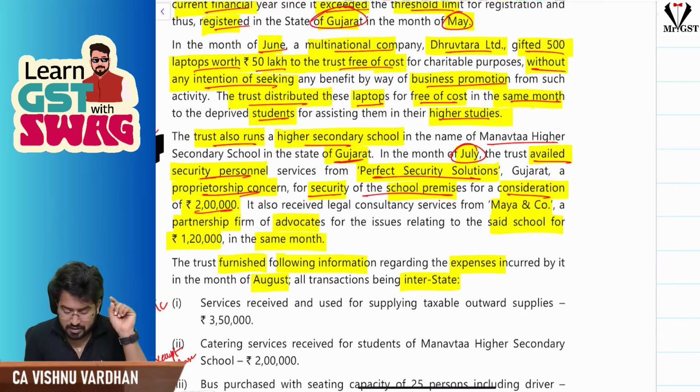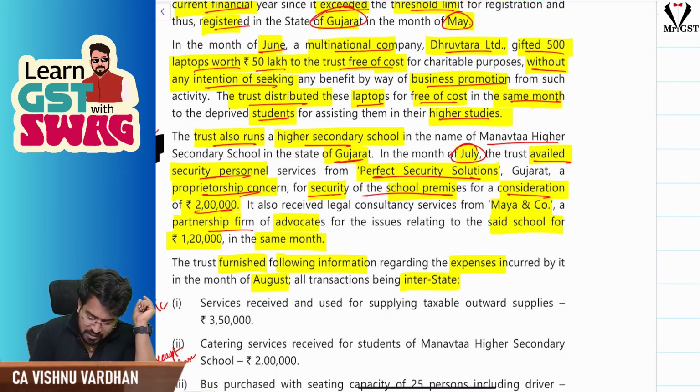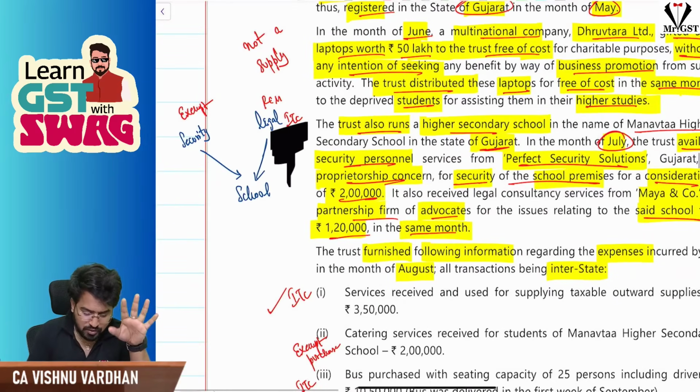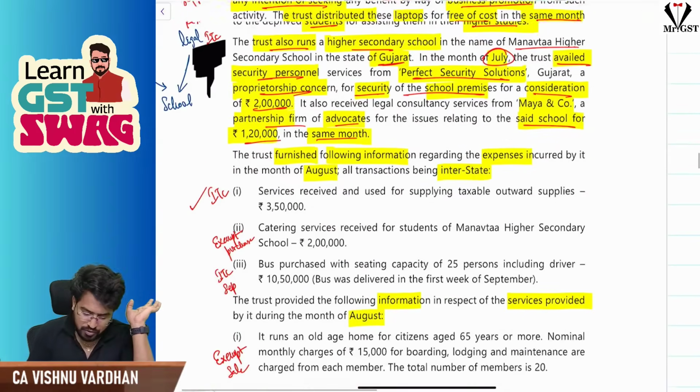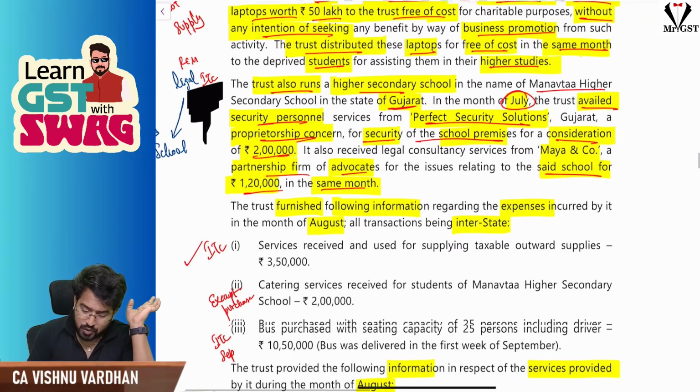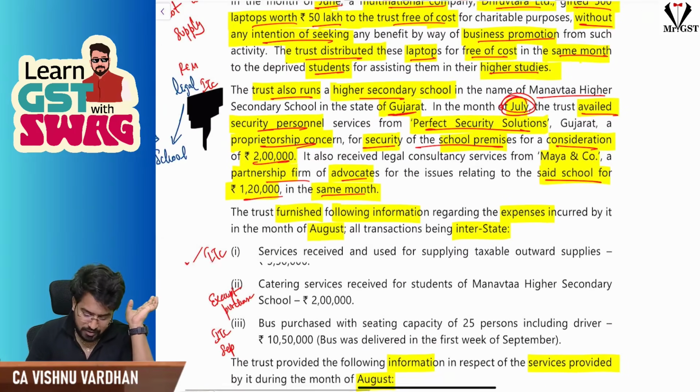So this is exempt under GST, and they have received legal services from advocates, which is taxable for the same month. Okay. So security services are exempt, legal services are taxable under RCM, and we can take ITC of that also. This is for the month of July, for your kind information.